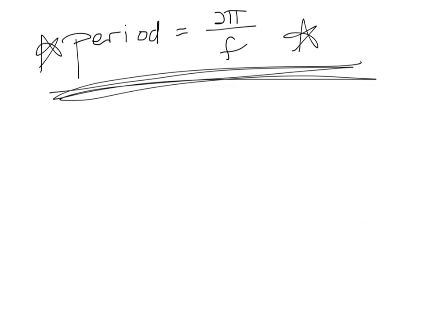So this is a really important formula. I need you to put it down big and bold in your notebook and underline it. Period is equal to 2 pi divided by frequency. We're going to be using this formula in 2 directions. If I know the frequency, I can find the period by dividing 2 pi by the frequency. And if I know the period, I can find the frequency by using the same formula.